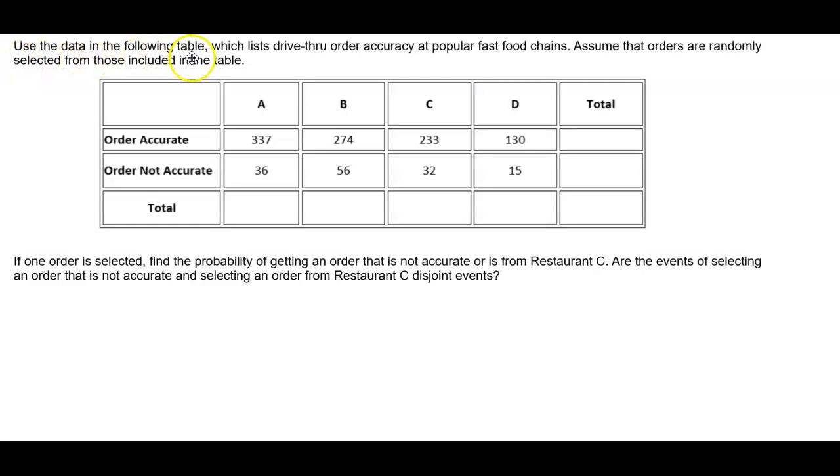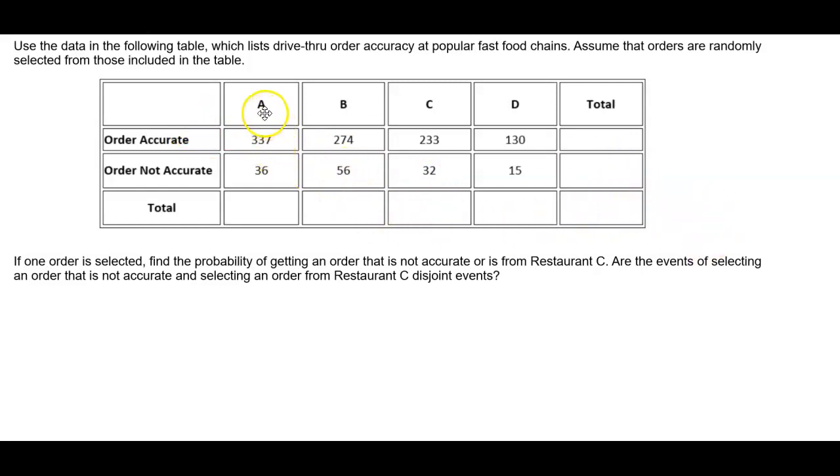Use the data in the following table, which lists drive-through order accuracy at popular fast food chains. Assume that orders are randomly selected from those included in the table. Before we look at our question, we always want to add the total in the columns and the total in the rows, and then find the entire total.